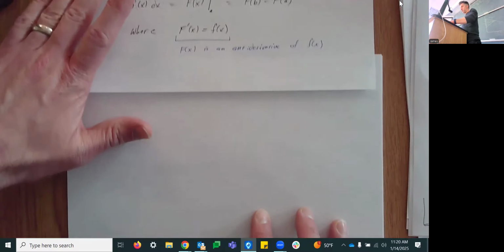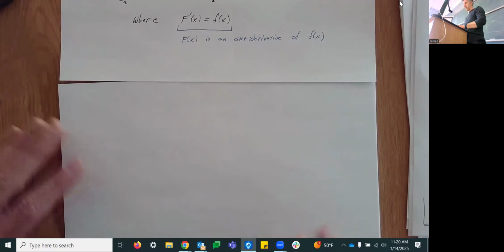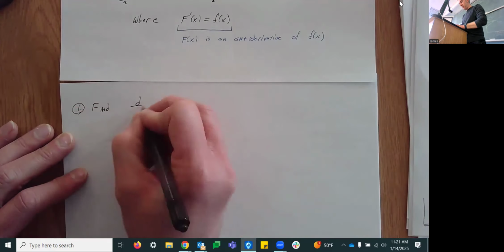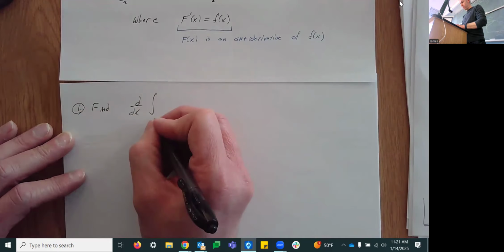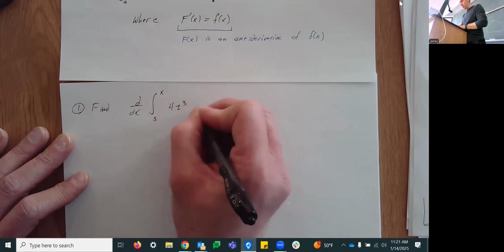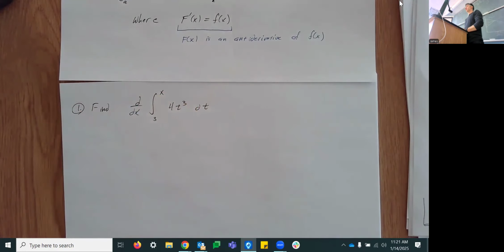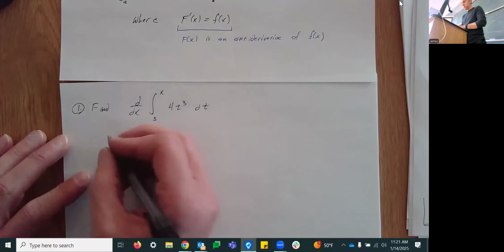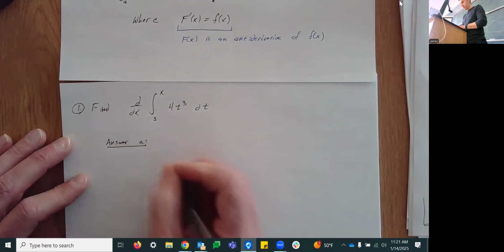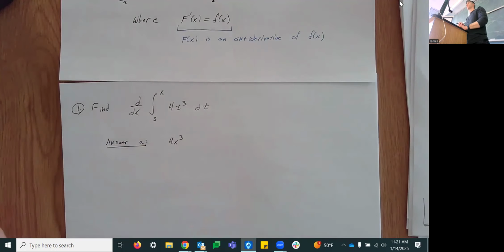Here is a very typical question. Let's start off with something easier. I want to find the derivative of the integral from 3 to x of 4t cubed dt. Most of these questions, the point of them is that you shouldn't be doing a bunch of work. You should be getting to the answer real quick. Here's the short way to do this. So answer: 4x cubed. End of story.